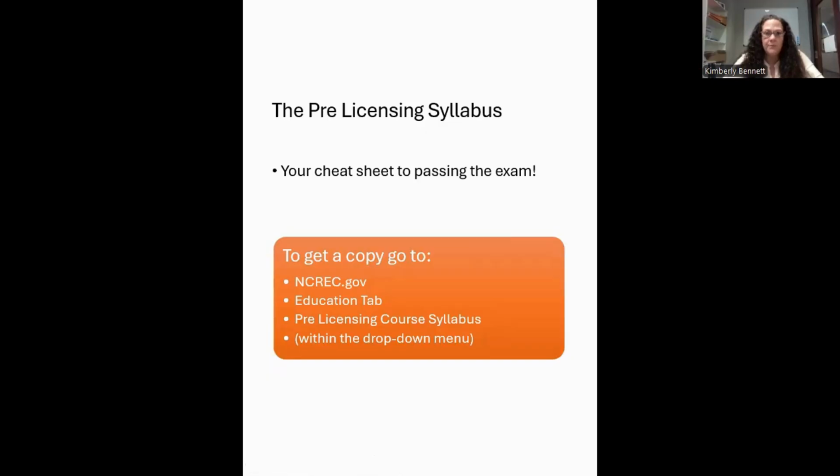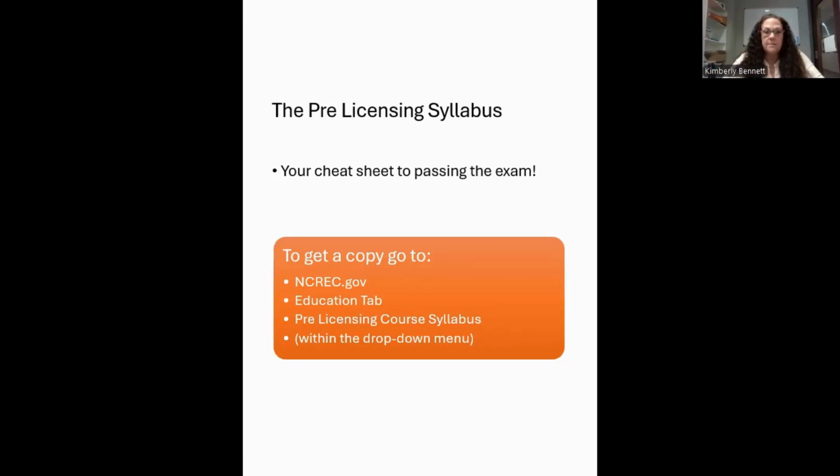Okay, so the pre-licensing syllabus is the cheat sheet to pass the exam. You need to have, or you should have a copy of it anytime that you're taking a pre-licensing class. I recommend that you print it out if you've been given access to it online. If you do not have a copy of it, please go to ncrec.gov, click on the Education tab, and within the drop-down menu, click pre-licensing course syllabus. It will take you to a copy of the syllabus, which you can download and then print.